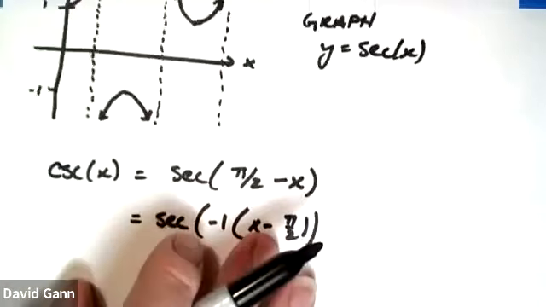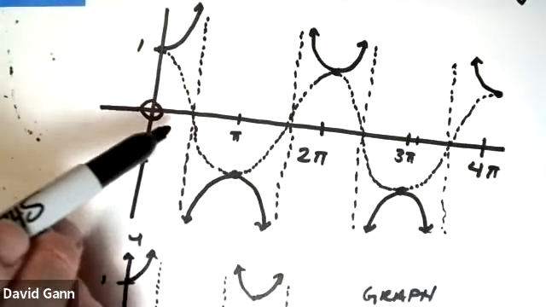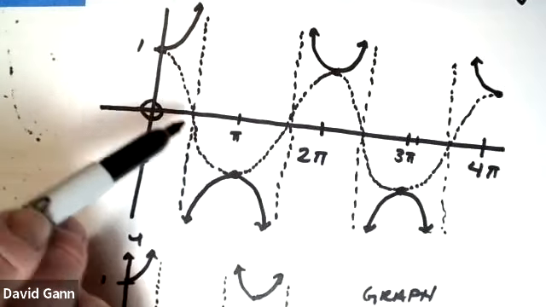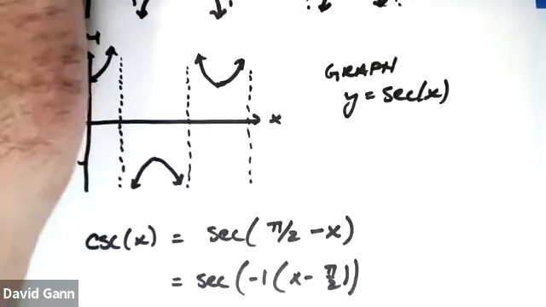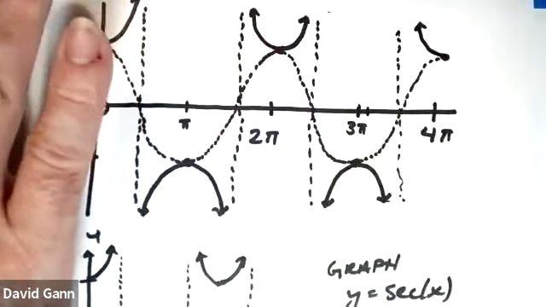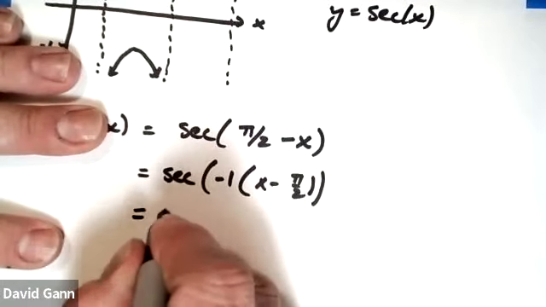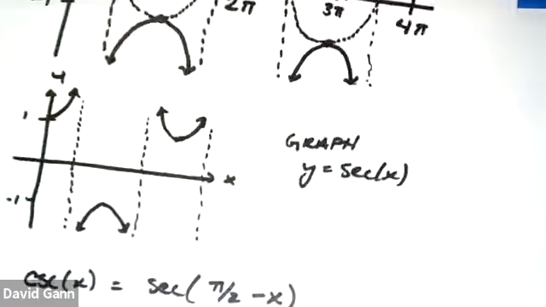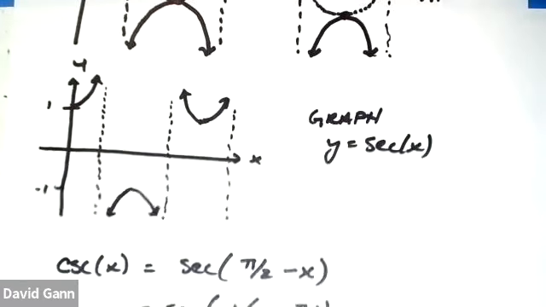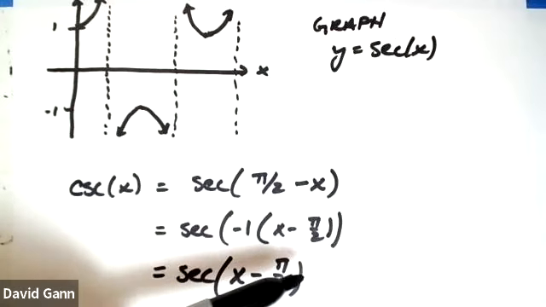And now we have a negative something. And remember, secant is an even function. You can actually see this from the graph. It has the same parity that cosine has. Cosine's an even function, so secant's an even function as well. It could be reflected across the y-axis and still have the same look. So as a result, this negative sign simply goes away, and we're left with secant of x minus pi over 2. So what does this tell us? It tells us that the graph of cosecant is just simply the graph of secant, but shifted to the right by pi over 2.